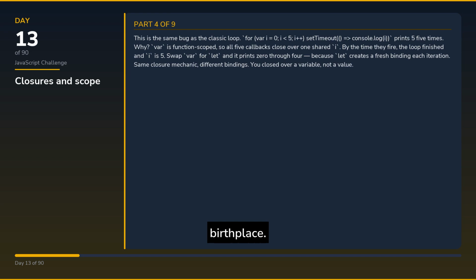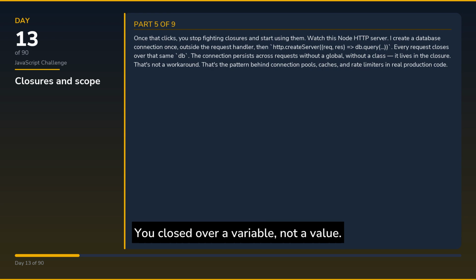This is the same bug as the classic loop. for (var i = 0; i < 5; i++) setTimeout(() => console.log(i)) prints 5 five times. Why? var is function scoped, so all 5 callbacks close over one shared i. By the time they fire, the loop finished and i is 5. Swap var for let and it prints 0 through 4, because let creates a fresh binding each iteration. Same closure mechanic, different bindings. You closed over a variable, not a value. Once that clicks, you stop fighting closures and start using them.